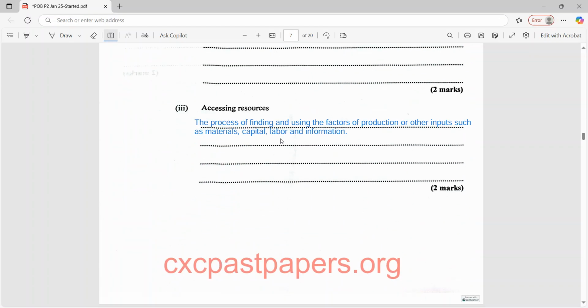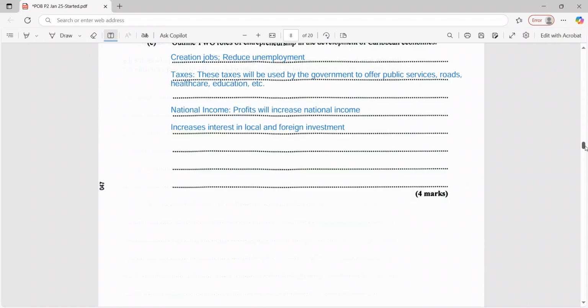Accessing resources. As an entrepreneur, you will have to access resources, and that includes the process of finding and using the factors of production or other inputs such as materials, capital, labor, and information. Right? So, accessing resources is the process of finding and using the factors of production or other inputs such as materials, capital, labor, and information.